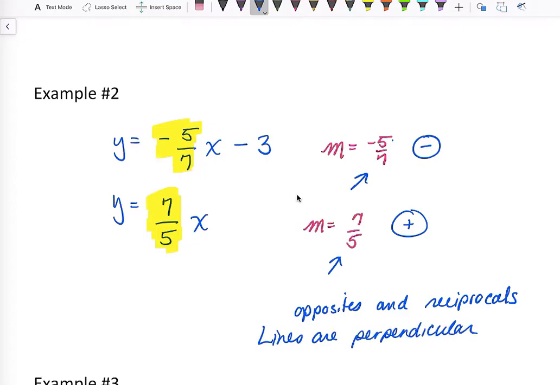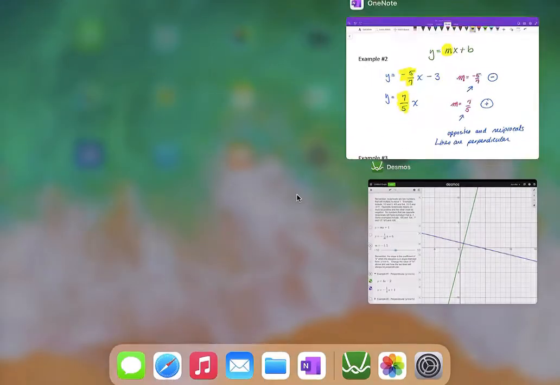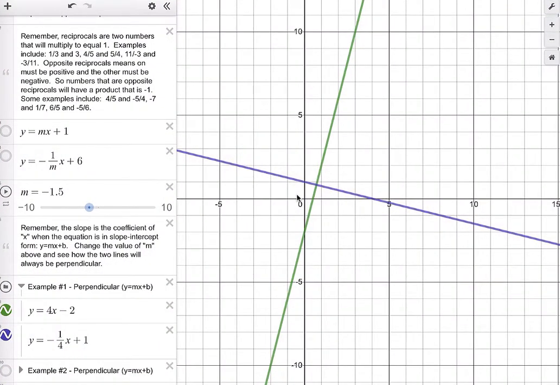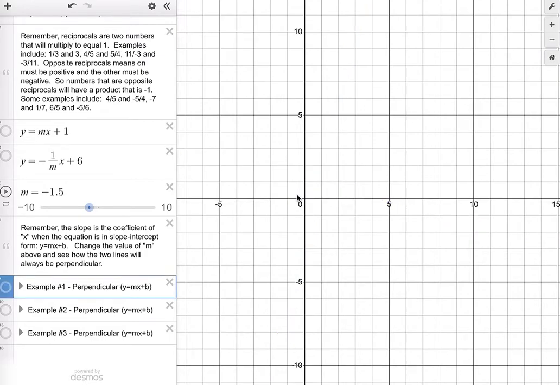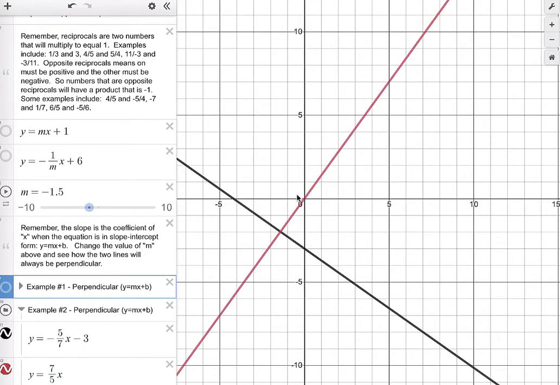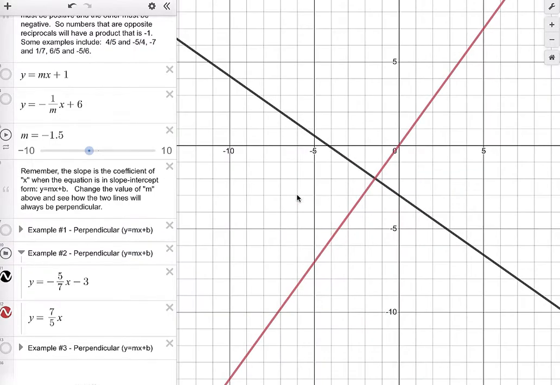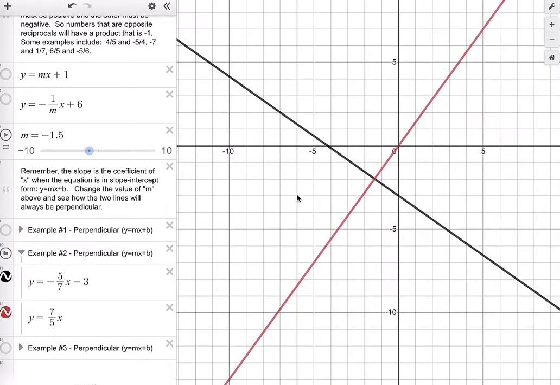And remember, when you're looking at equations of lines, you really want them to be in slope-intercept form, which is y equals mx plus b, because you can quickly and easily identify the slope. If we look at the lines we've got for example 2, we can see that those lines indeed are perpendicular. Their slopes are opposite reciprocals. The lines look perpendicular. One is sloping in the positive direction, one is sloping in the negative direction.